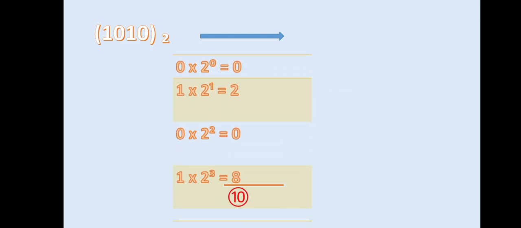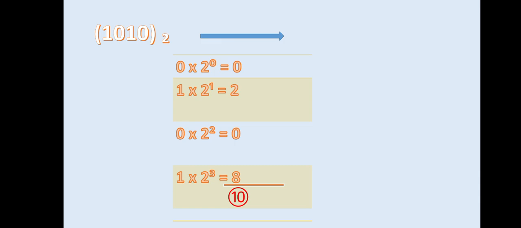Now, let's move forward. 1010 base 2, which means this is a binary number, will be converted into a decimal number. In order to convert it, we are going to reverse the number, write it as 0101, and multiply it with 2 raised to the power n. 2 raised to the power 0, next is raised to the power 1, next is raised to the power 2, and next is raised to the power 3.